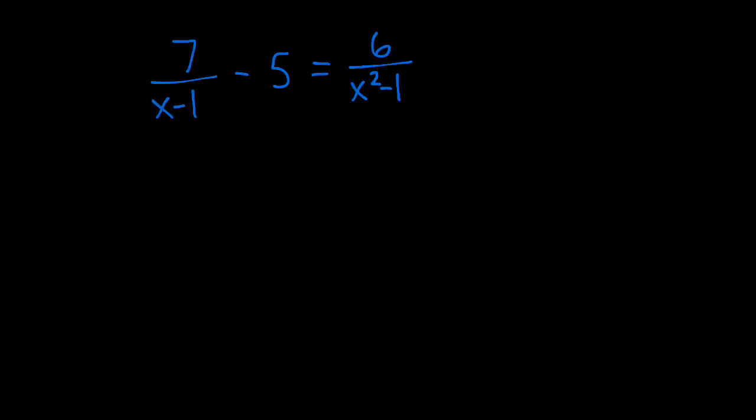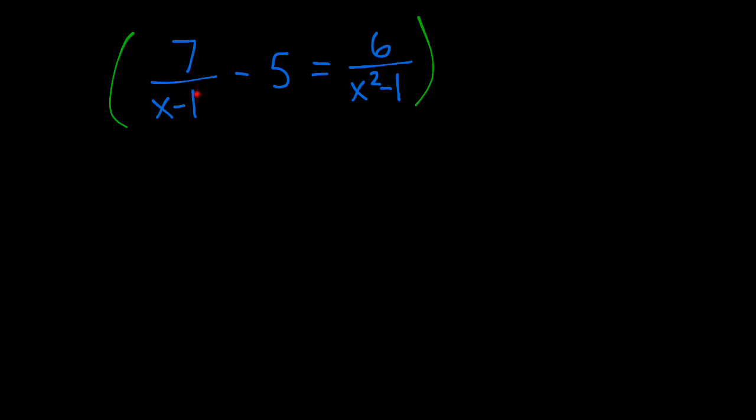We'll have to use a different technique if we have more than one fraction on either side of our equal sign. So to do that, we're going to eliminate the denominator and just get rid of the fractions. So let's look at our first one, 7 over x minus 1 minus 5 equals 6 over x squared minus 1. So we're just going to multiply this entire equation by something that will get rid of all the fractions.